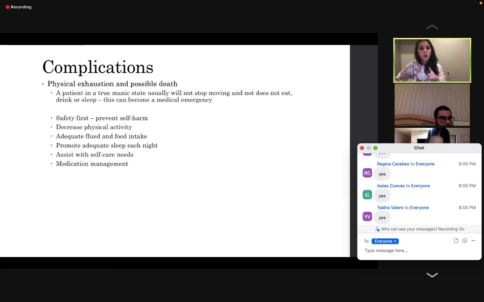Safety first, prevent self-harm. Decrease physical activity, implement frequent rest periods, food on the go, adequate fluid intake, have water bottles or whatever's on the unit, promote adequate sleep, call the doctor, get a sleep med. Self-care needs: step-by-step hygiene, dress, let's comb our hair, okay? And then we reach the medication management, okay? Kind of like a whole picture, right? Are we good, you guys? Good stuff, huh?